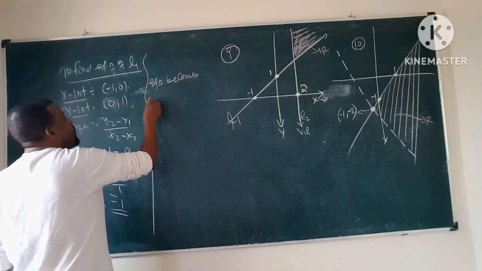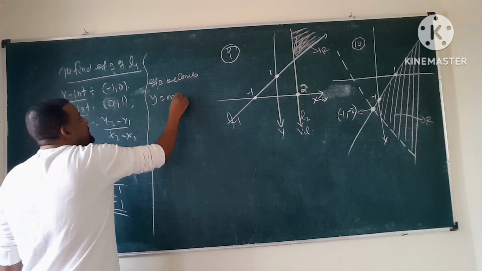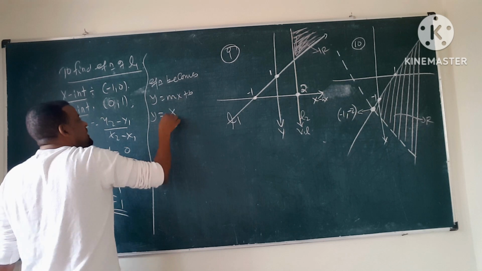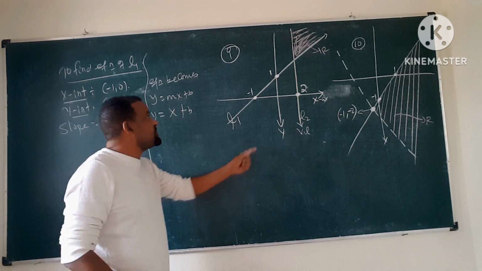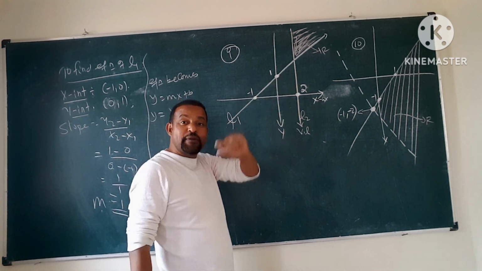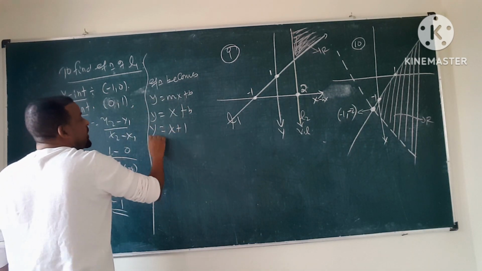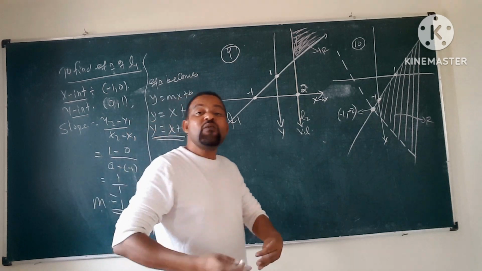The equation becomes y = mx + b, so y = m is 1, so it is x + b. b is the y-intercept, as we said, so the y-intercept is where our graph crosses the y-axis, which is at 1. So y = x + 1. This is the equation of the boundary line.